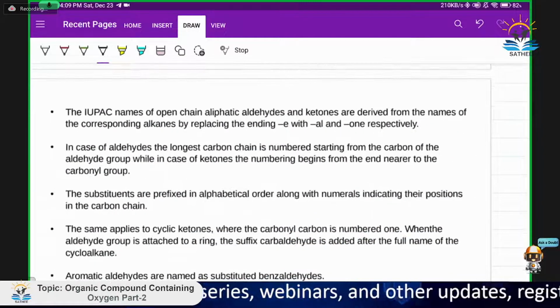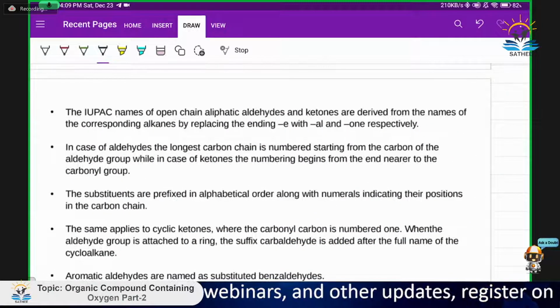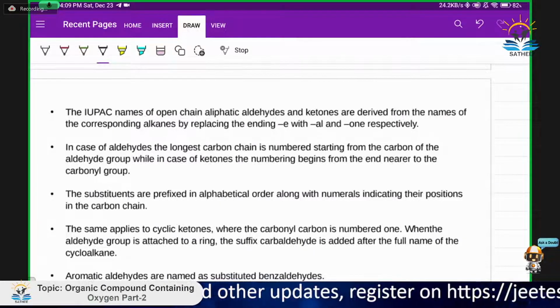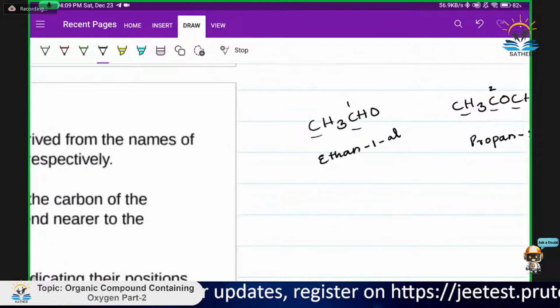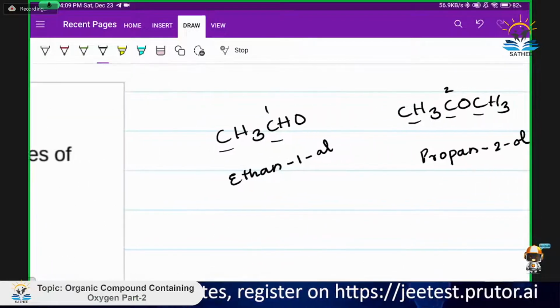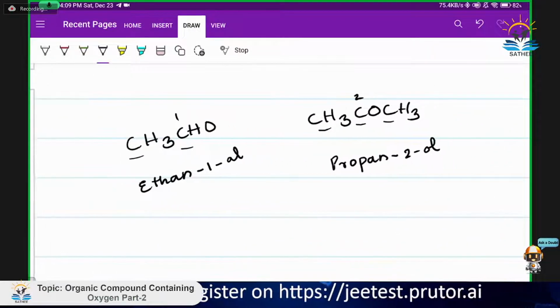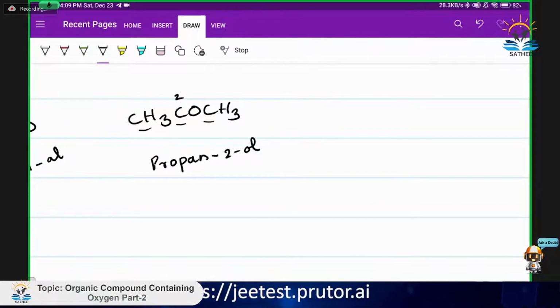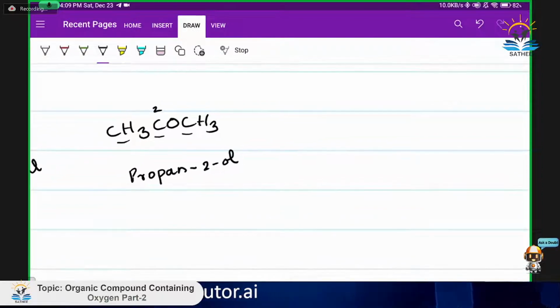In case of aldehydes, the longest carbon chain is numbered starting from the carbon of the aldehyde group, while in case of ketones, the numbering begins from the end nearer to the carbonyl group. So aldehyde groups are always at the ends, so we take it as the first group there. For ketones, we'll draw another ketone to make the concept clear.